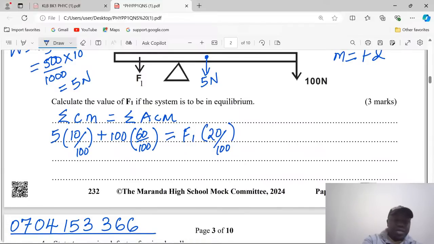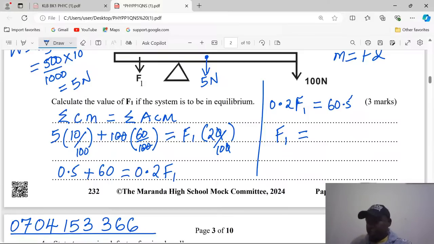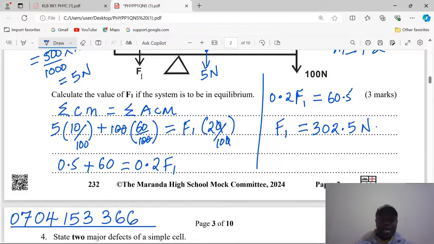Okay, so this is going to be 0.5. Let me write it well. 0.5 plus, this is going to be exactly 60, equals to 0.2 F1. And so we can say that 0.2 F1 is equivalent to, when we take 60 plus 0.5, 60.5. And so we can remain with F1 by dividing through by 0.2. And this is going to give us exactly 302.5 Newton. So that is the value of the force.